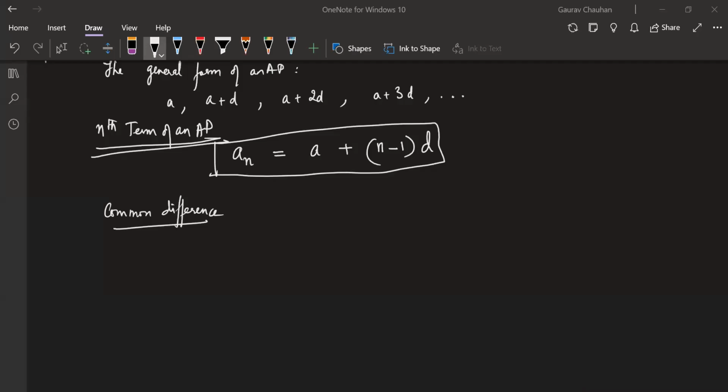Okay. There's one more thing for which we're going to write the formula, and that is the common difference. Though we don't really need it, I'm sure we can all figure this out. But tell me, what is the common difference for this: 3, 7, 11, 15, 19, and so on? What's the common difference here? Anyone?